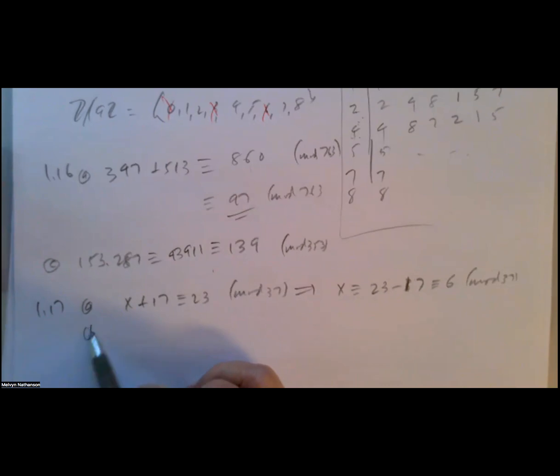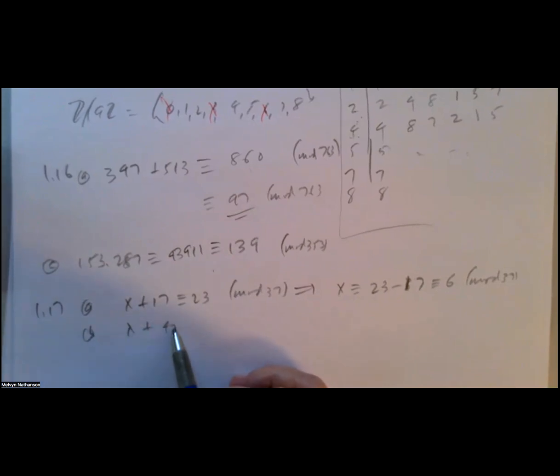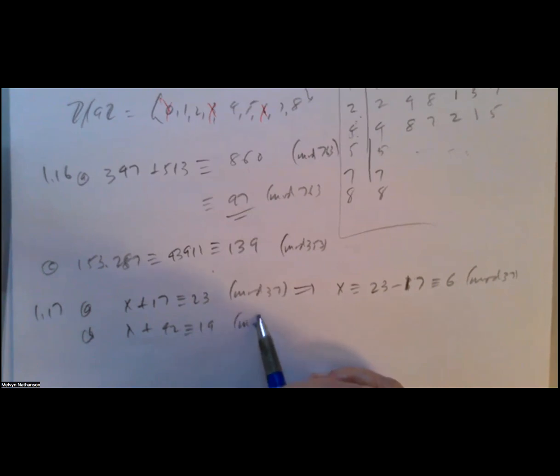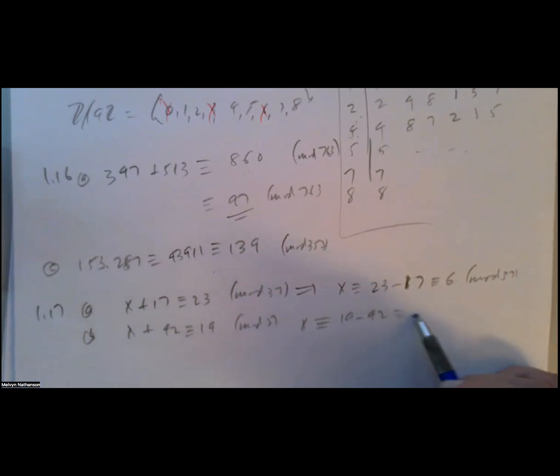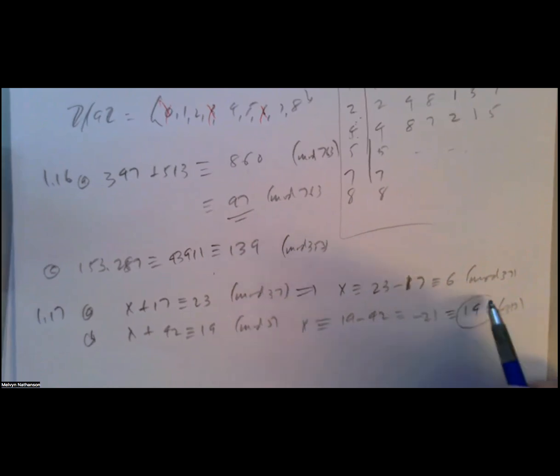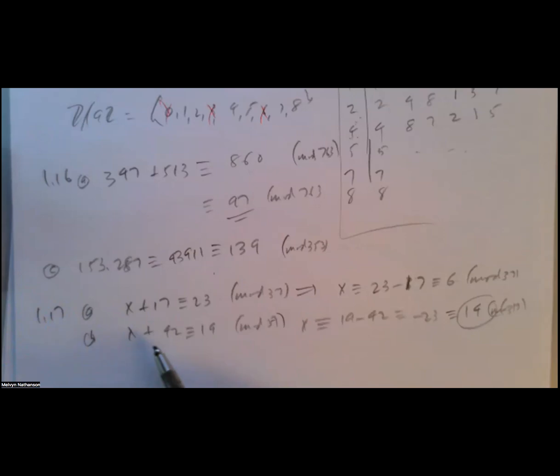We want to solve x plus 42 congruent to 19 mod 37. That means x is congruent to 19 minus 42. 19 minus 42 is minus 23. Minus 23 is plus 14 mod 37. So the answer is 14. Just check: 14 and 42 is 56. 56 minus 19 is 37. So that's good.